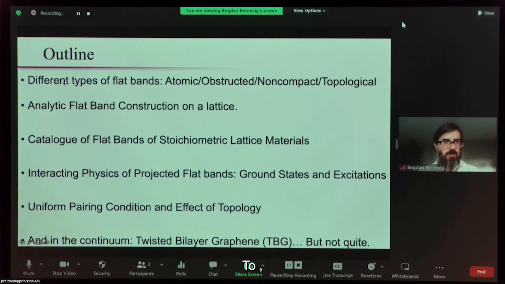So I'm going to start talking about the different types of flat bands, and the ones that we'll be focusing on are the ones that are not atomic. And then in the first talk I'm going to talk about how to construct flat bands on a lattice, and what we claim is a generic construction if you don't have particle-hole symmetry. And then I'm going to end hopefully with a catalog of flat bands of stoichiometric lattice materials, which some of our collaborators in the chemistry department, for example, are growing, and other places.